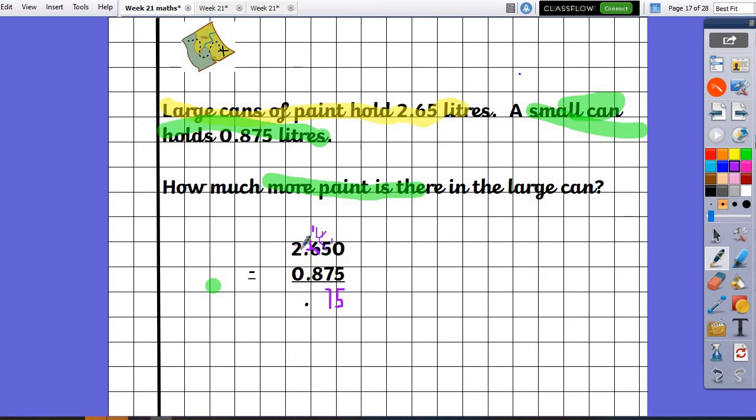5 take away 8 you can't do. That becomes 1. 15 take away 8 is 10, 9, 8, 7. And 1 take away 0 you can do, so it's 1.775 litres. Okay, it's really important we use our units as well. So using our decimal notation, line up the decimal point and you will not go wrong.